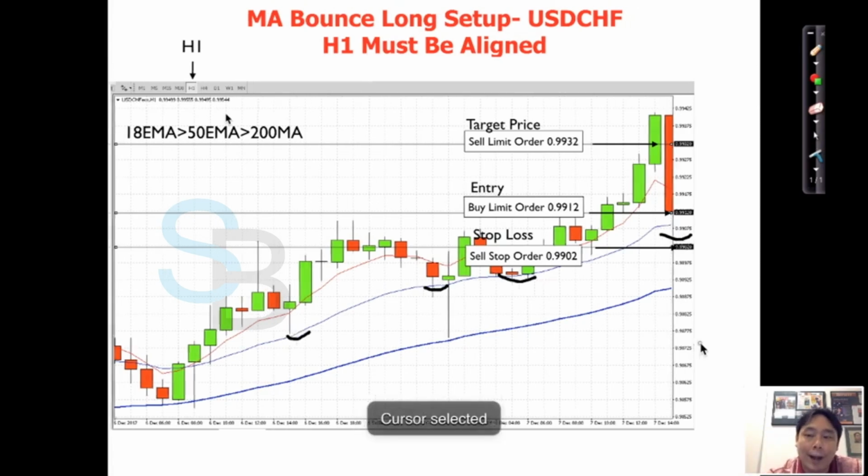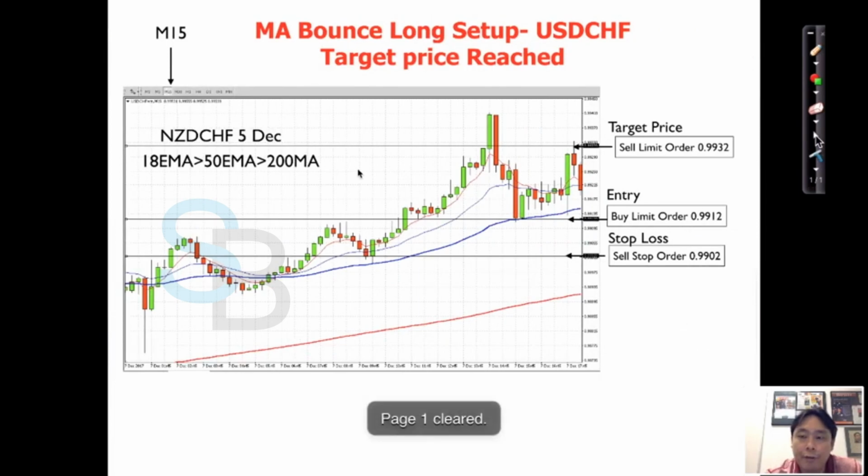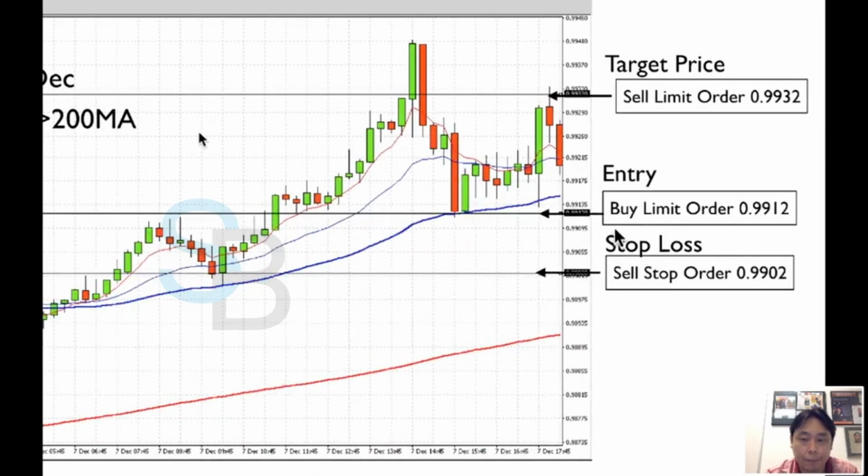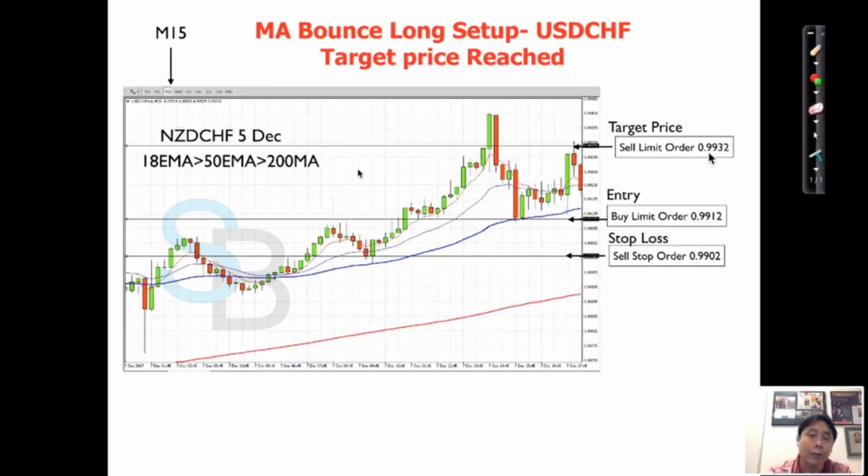Once I placed the order, I waited for the order to be filled. And sure enough, let's take a look. It came down and triggered my buy order at 9912. It went up, went sideways, went down again, and boom, hit my profit target at 9932. So another winning trade for the bounce setup.